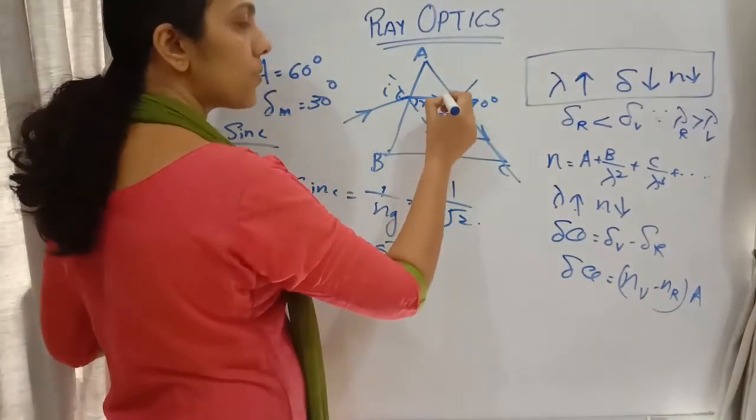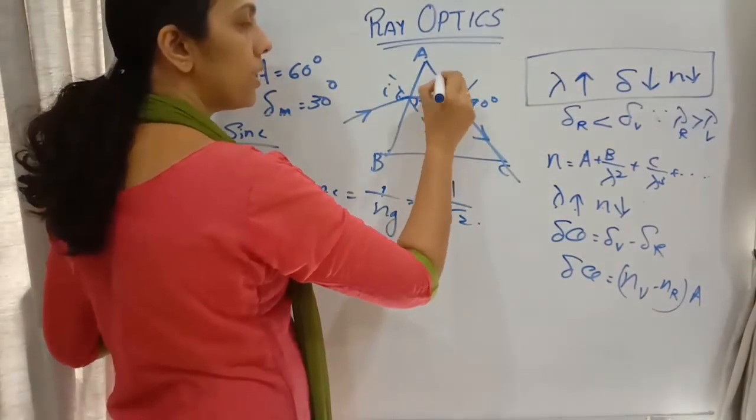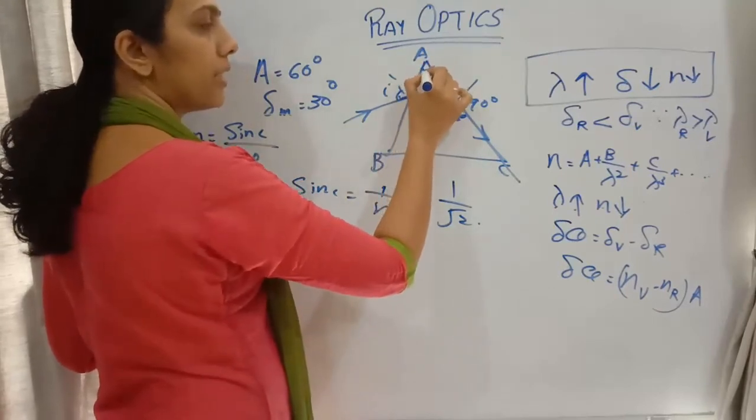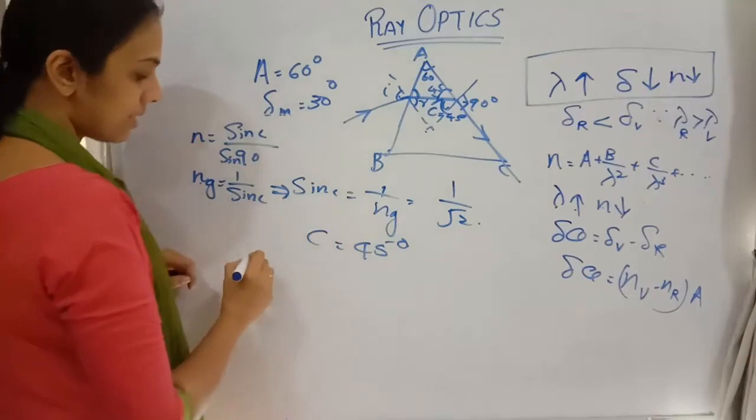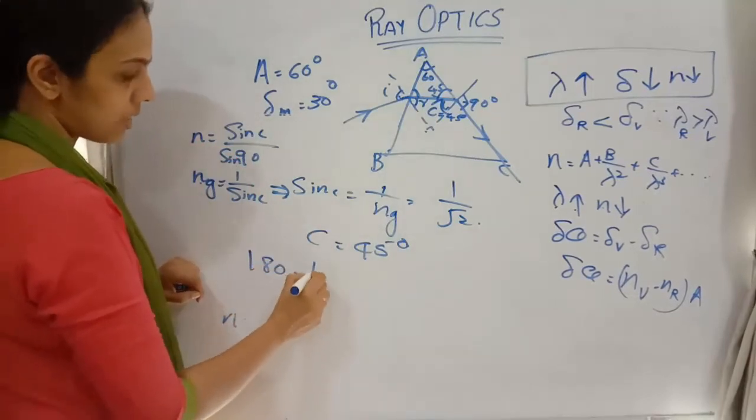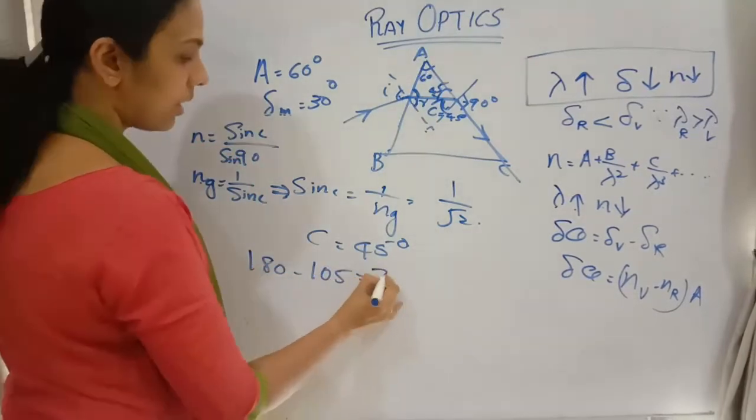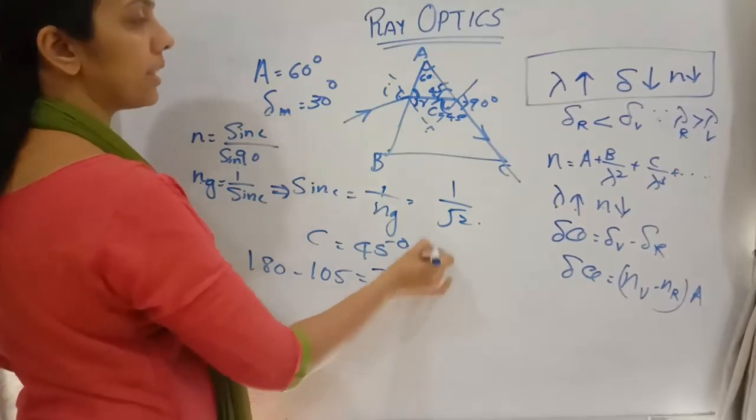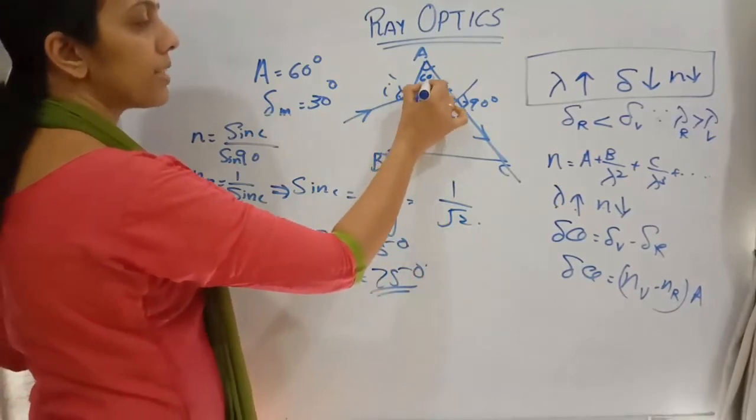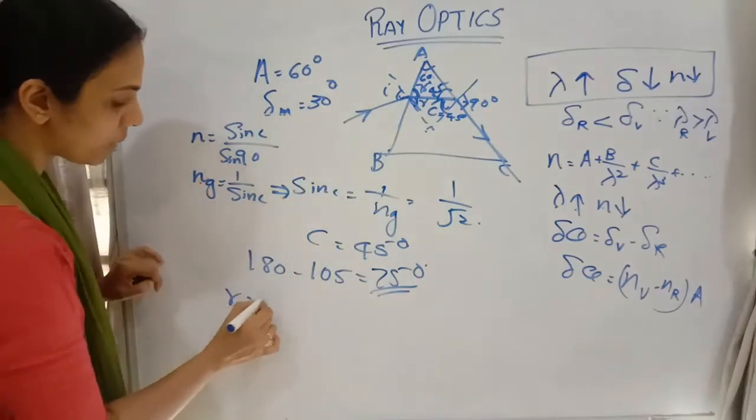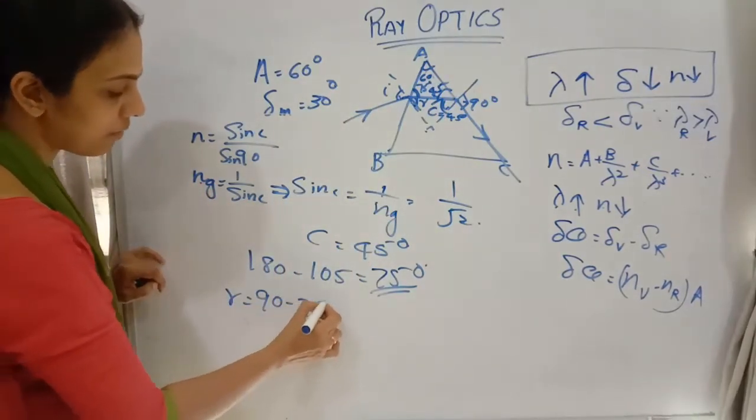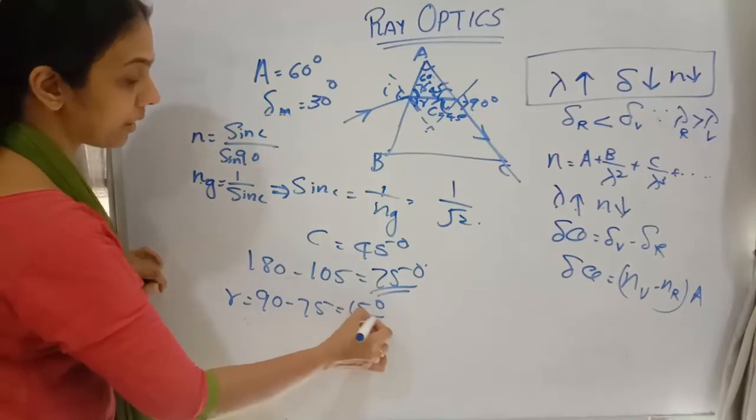Okay, if this is 45, how much will be this one? This is 45 degree. Here it is 60 degree. Then what will be this much? 180 minus 105. Here we are getting it as 75 degree. So what will be this one? 90. So R will be equal to 90 minus 75, that is 15 degree.